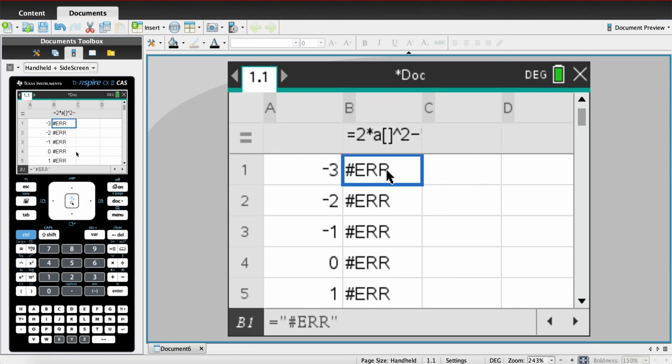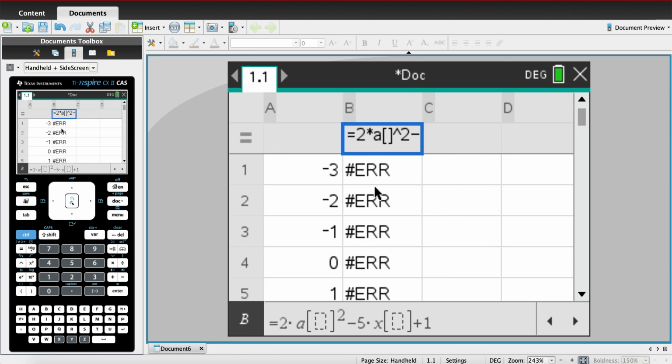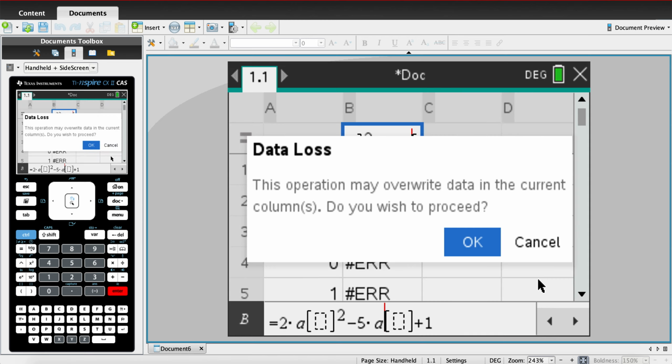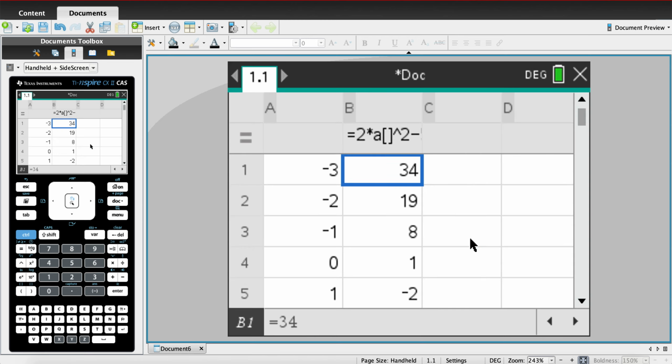Oh, what did I do? Something I did wrong. Let's see what I did wrong. I put x instead of A. So I have to change that. Here, in my formula, I just have to put A. Just be careful because A is where I have my values of x. Enter. Data loss, that's fine, don't worry. Good, I have my information.